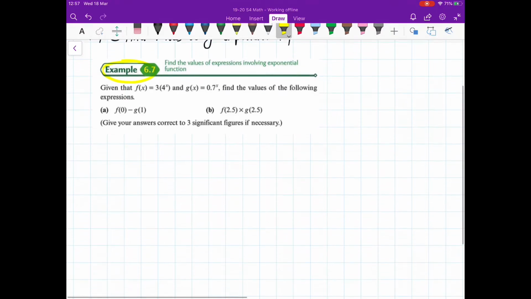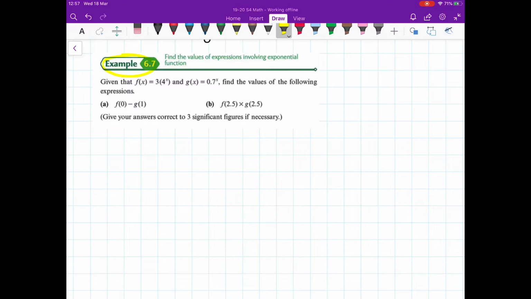So we will start with example 6.7. In this question, two functions are given. They are f(x) and g(x). The question asks you to find the values according to different values of x. Okay? So for part A, it asks you to find f(0) minus g(1).